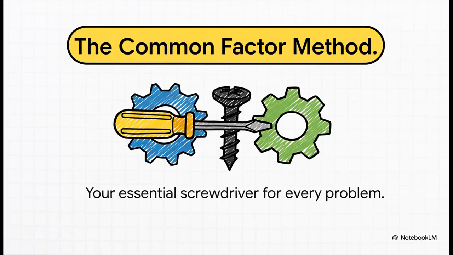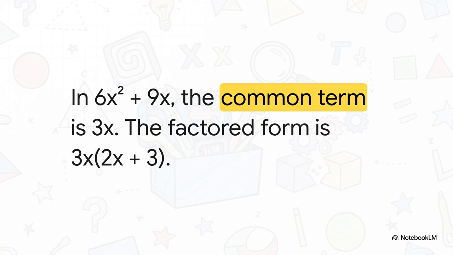And I want you to think of this one as your screwdriver. Yeah, your trusty screwdriver. Why? Because it's super versatile. It's absolutely fundamental. And honestly, it should pretty much always be the first tool you grab. Let's see this thing in action. Take a look at 6x squared plus 9x. So you just look at the two parts and you ask yourself, okay, what do these guys have in common? Well, you can divide both by 3, right? And they both have at least one x, so that's our common factor, 3x. We just pull it out front, boom, simple but so effective.